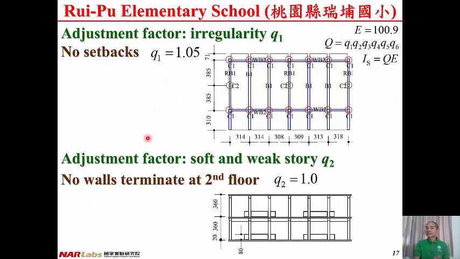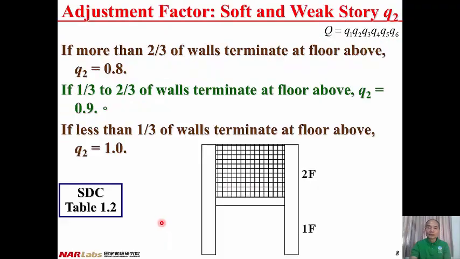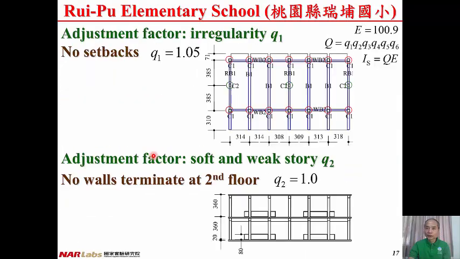Then we move to the next adjustment factor, soft and weak story, Q2. There are no complete four-side boundary brick walls or three-side boundary brick walls in the second floor, and also no walls in the first floor. Therefore, no walls terminate at the second floor. If less than one-third of the walls terminate at the second floor, then Q2 equals 1.0. Therefore, we have Q2 here equal to 1.0.